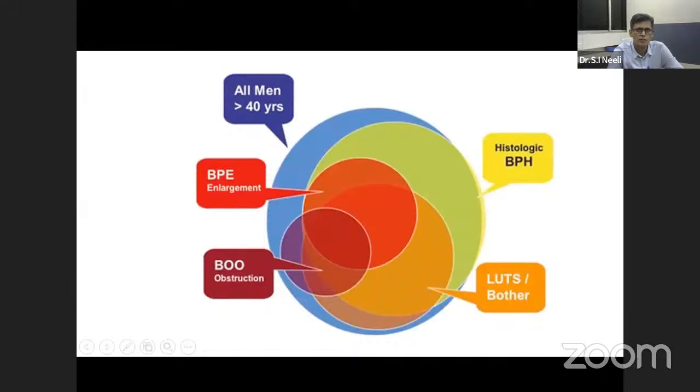So when we take all men aged more than 40 years, the majority of them will have histological BPH, that is benign prostatic hyperplasia, out of which very few might have clinical enlargement of the prostate, and few will have bladder outlet obstruction, and some may have lower tract symptoms. So what we are primarily concerned with is this part, where they have enlargement of the prostate as well as lower tract symptoms.